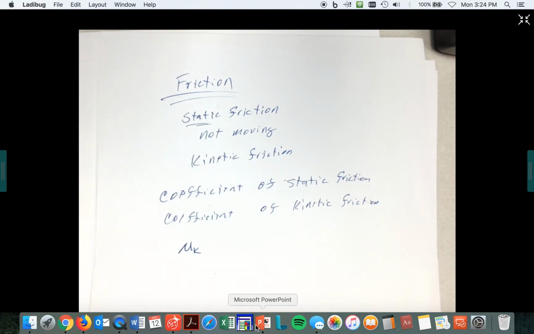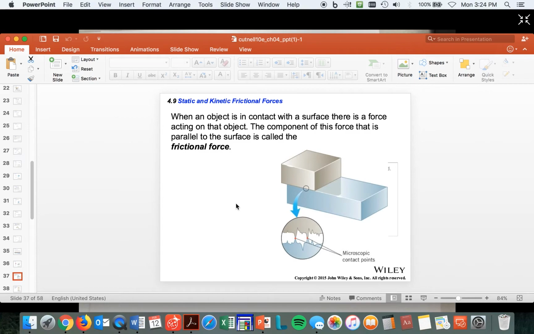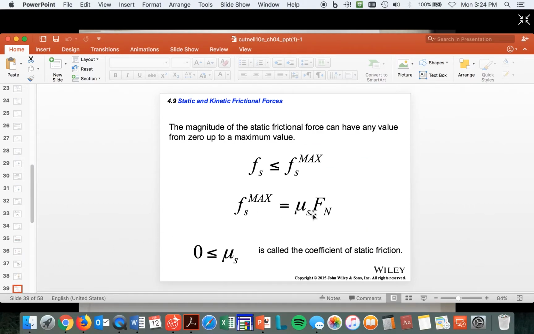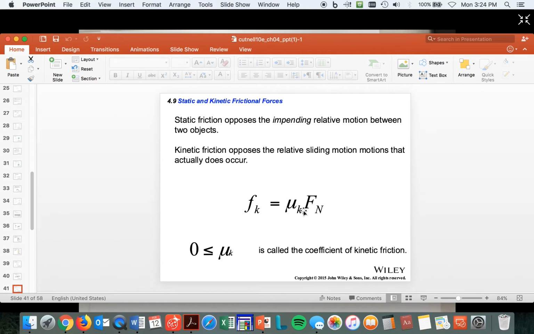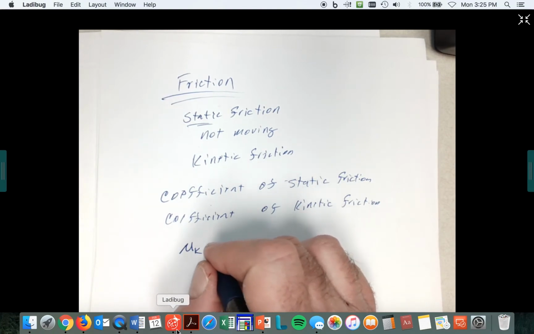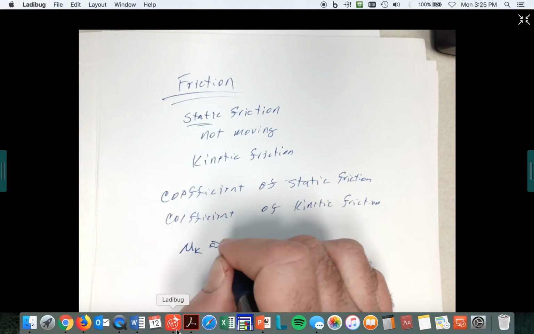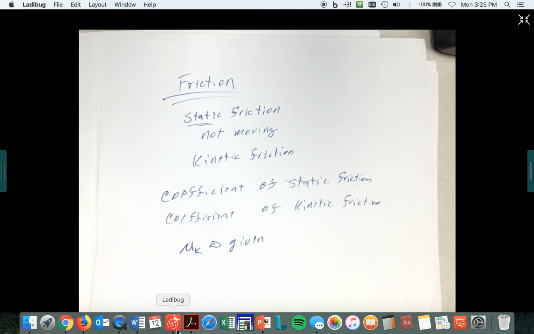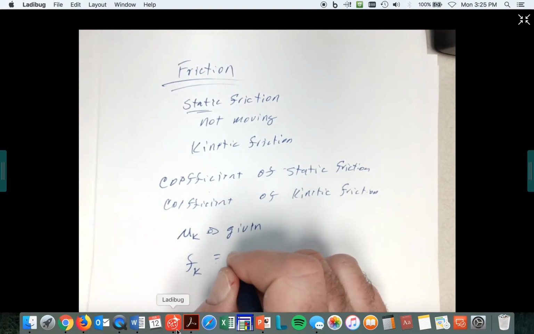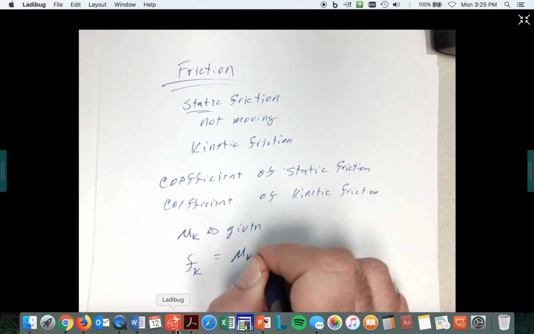I will show you the slide there. Here it is. Mu of S for static friction, mu of K for kinetic friction. And it depends completely on the material. Mu of K is just given, or we might have to calculate it depending on what else we have. But the kinetic frictional force of something is equal to mu of K times the normal force.